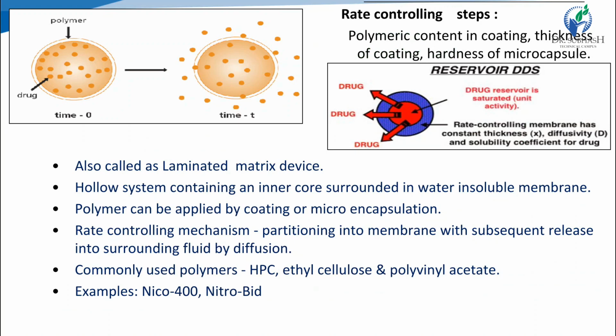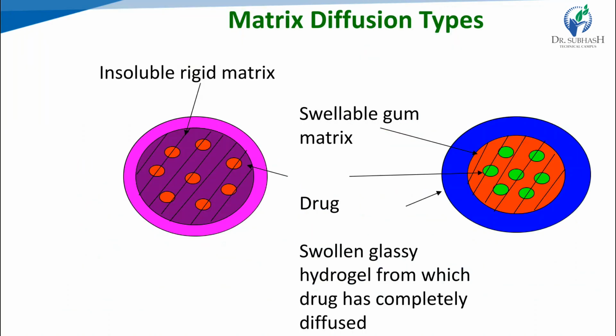We already saw this in the dissolution based control. The coating can be done by any microencapsulation technique. The rate controlling mechanism is partitioning into the membrane with subsequent release into the surrounding fluid by diffusion. Common examples of polymers used in diffusion control, for the reservoir type, are HPC, ethyl cellulose, polyvinyl acetate, and the like.